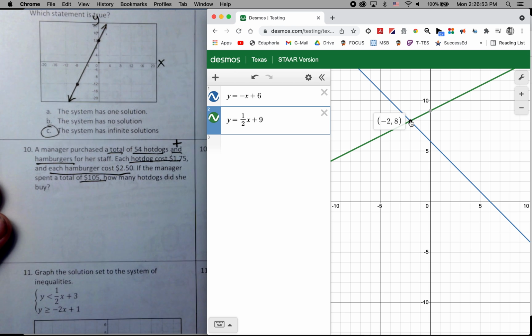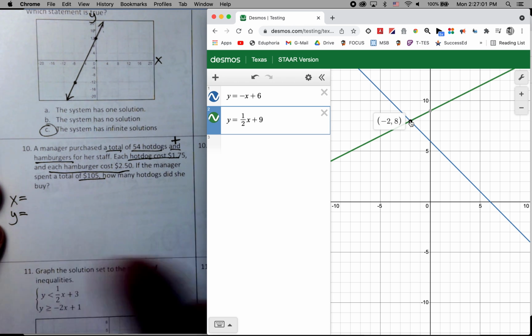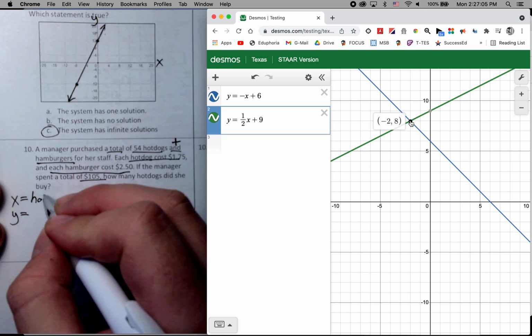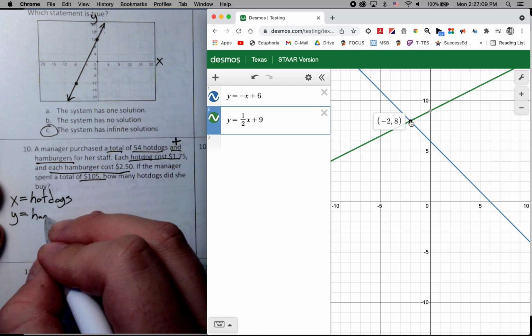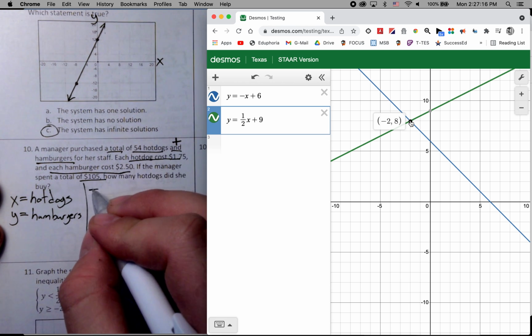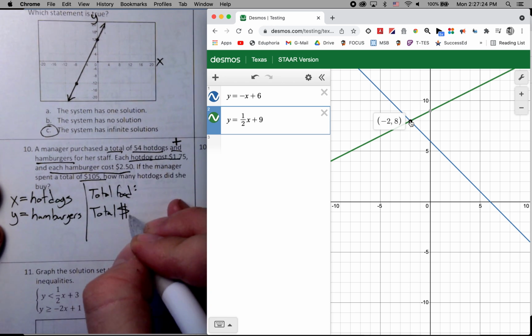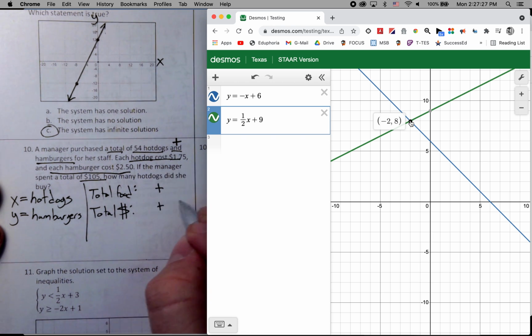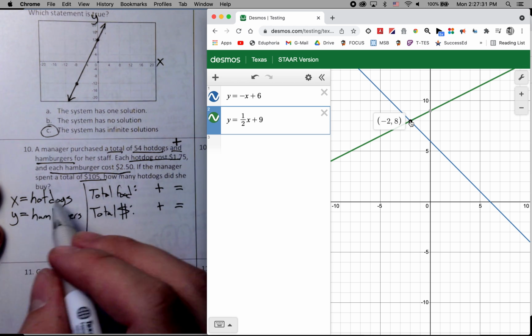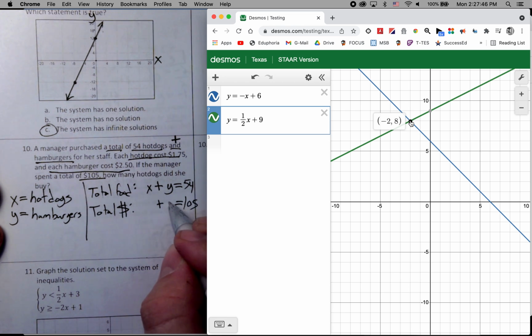First of all, I've got to figure out what I'm comparing: hot dogs and hamburgers. So I'll use X and Y, because since they both start with H, I'm not going to use any H's in this. I'll say X is my hot dogs and Y is my hamburgers, just because of the order it gave me. So I have total food and I also have total money. Now, a total of anything means you're adding, so I'm going to have a plus sign and some equals. Total food is 54, with X and Y. The total money is $105.